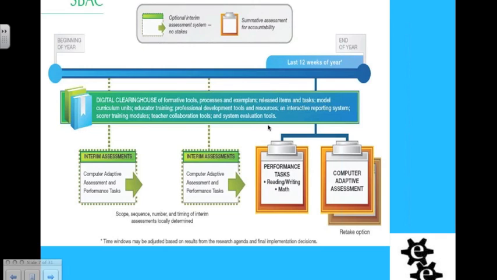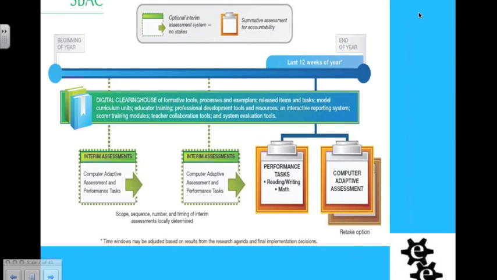The Smarter Balanced tests are going to be designed to be given during the last 12 weeks of the school year, so they'll be like a testing window. And the tests that students will take at the end of that school year, and again, this is for grades 3 through 12, those would be the grades that are going to be tested. There will be a summative assessment as well as performance tasks.